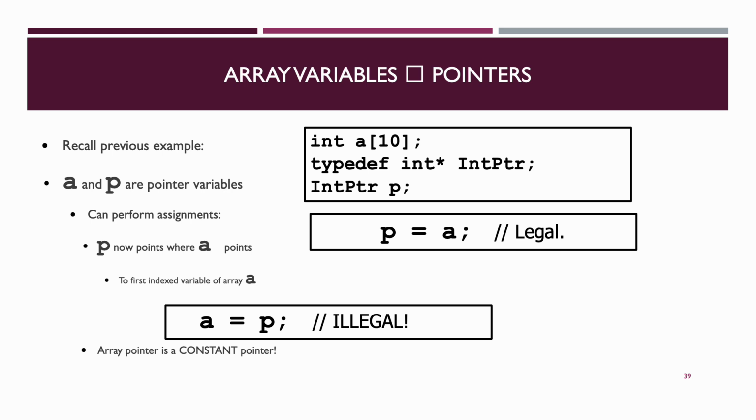So understanding the difference between a constant pointer like a and a regular pointer like p is critical when working with arrays and pointers in C++. It helps explain why arrays are passed by reference to functions, and clarifies how memory is managed when dealing with dynamic arrays.